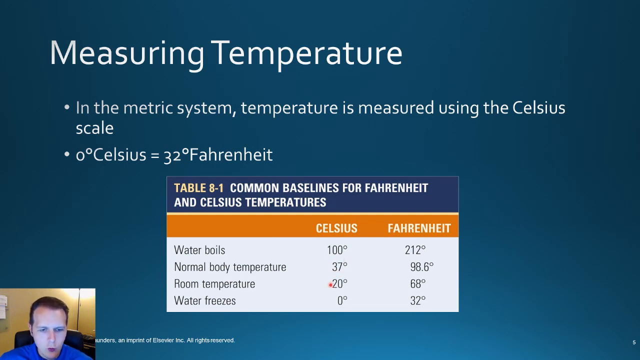Room temperature is around 20 degrees Celsius, where it's 68 or so. That's actually pretty chilly around most parts here. I don't know who's paying for the air conditioning to make it 68, but there you go. And then where water freezes, 0 degrees Celsius, whereas it's going to be 32 degrees Fahrenheit.